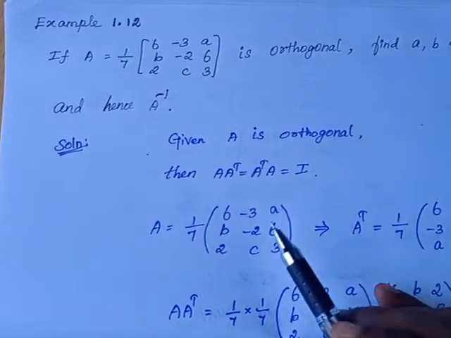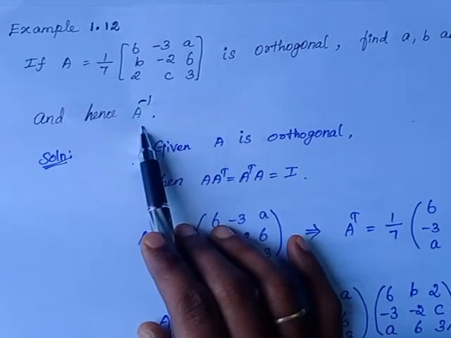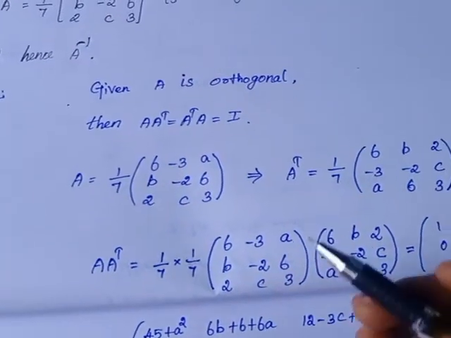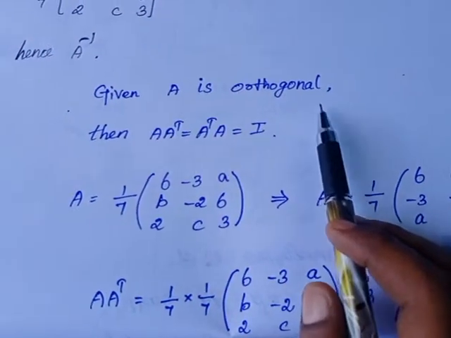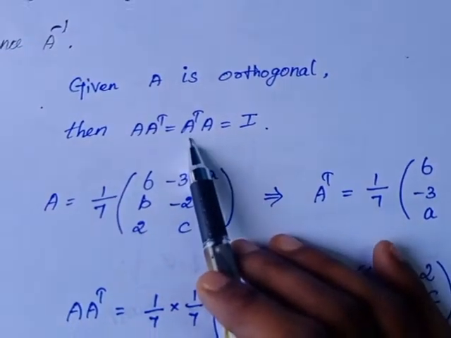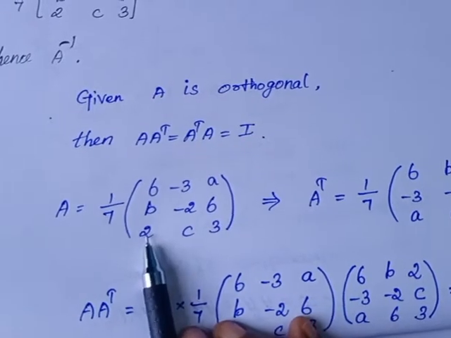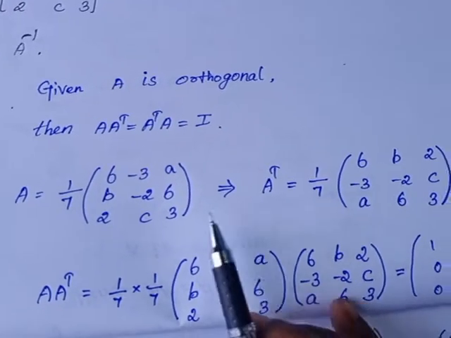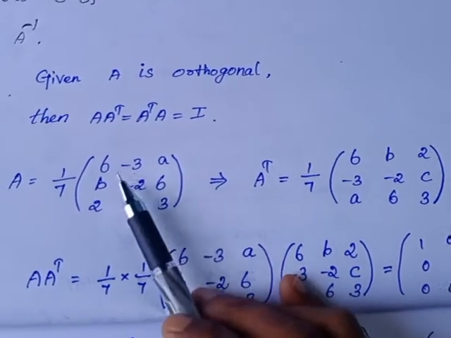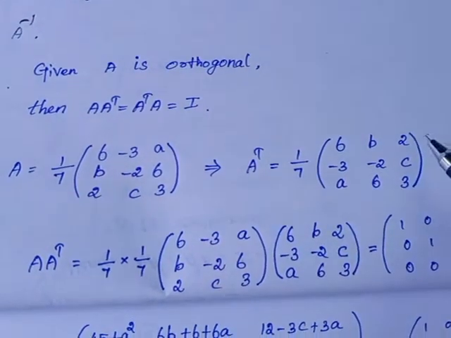In other words, A inverse is equal to A transpose, and also we can find A inverse. So now let us read the proof. Given A is an orthogonal matrix, so A transpose A equals I. I have to write the given A matrix. A transpose means taking the transpose of this matrix. The scalar will be the same, and the first row becomes the first column, the second row becomes the second column, and the third row becomes the third column.